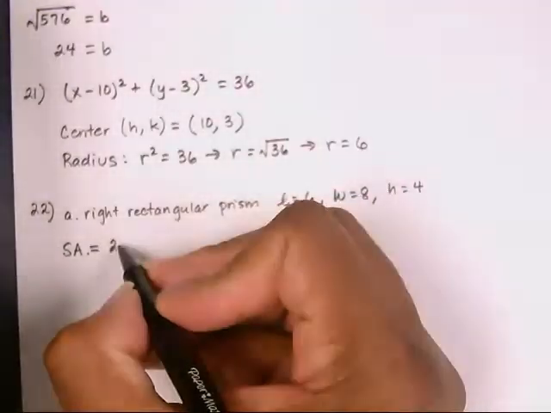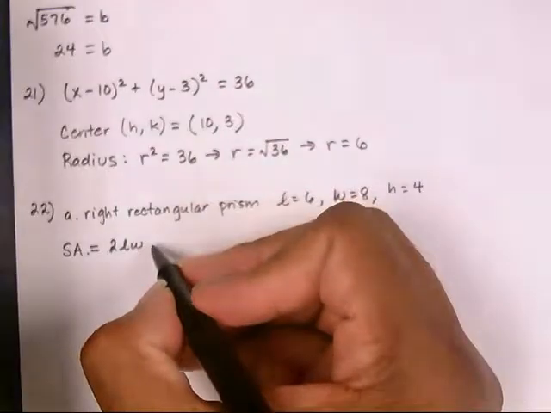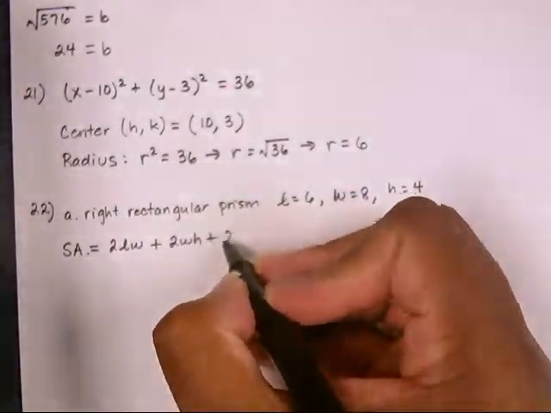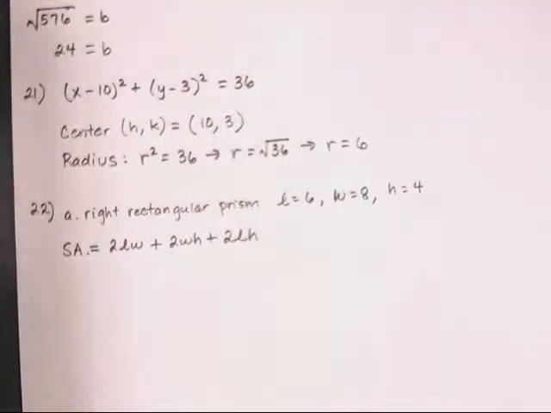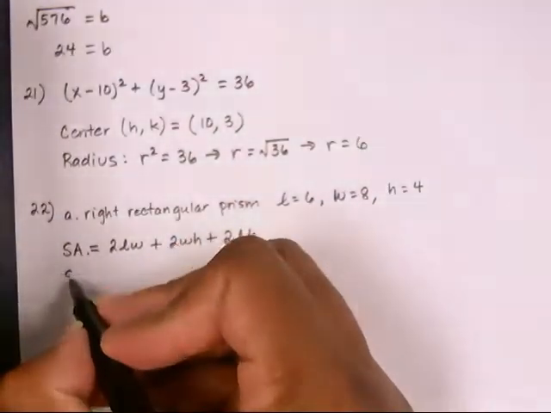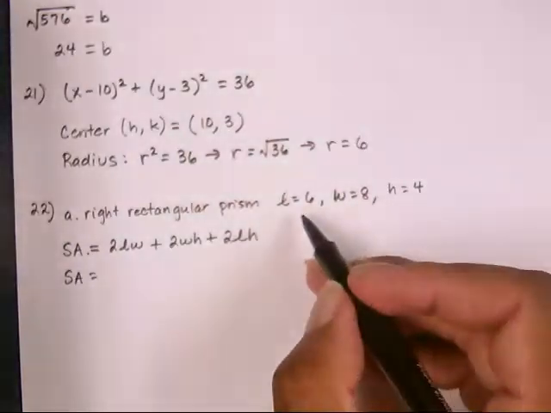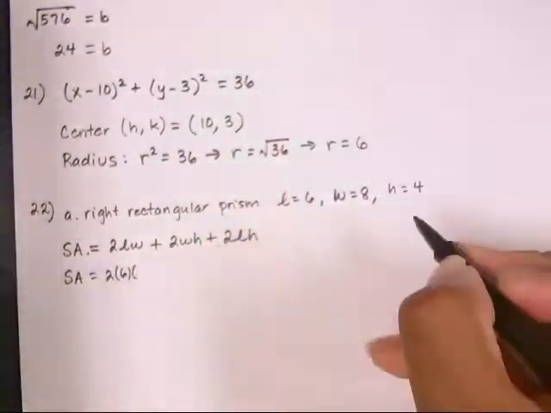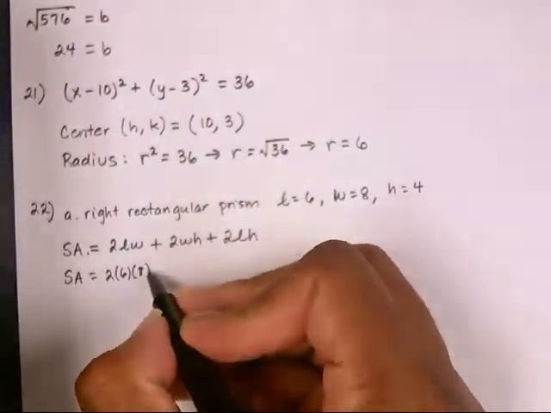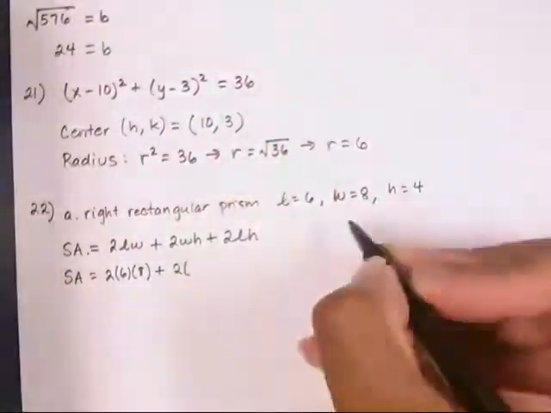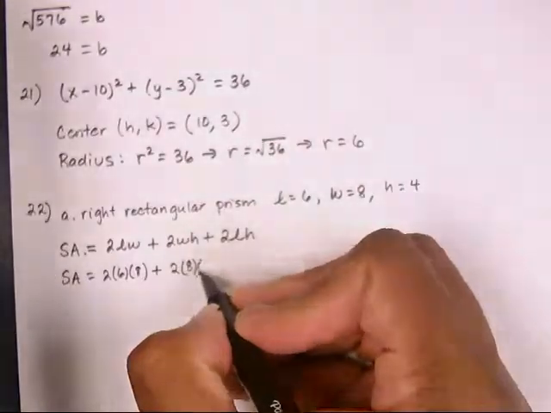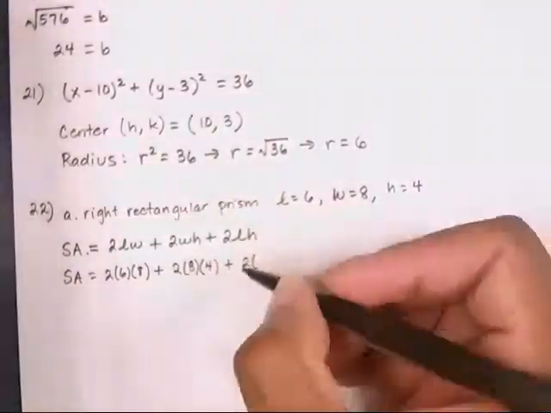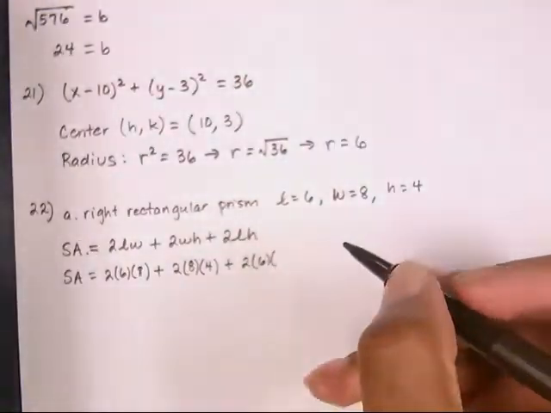In this case, that formula is going to be 2 times the length times the width, plus 2 times the width times the height, plus 2 times the length times the height. And in this case here, the length is 6, so it'll be 2 times the length, which is 6, times the width, which is 8, plus 2 times the width, which is 8, times the height, which is 4, plus 2 times the length, which is 6, times the height, which is 4.